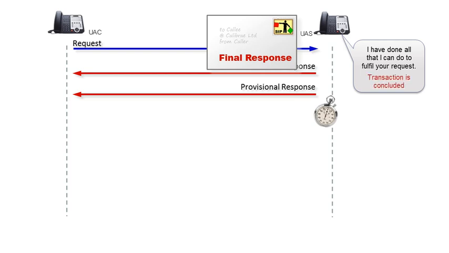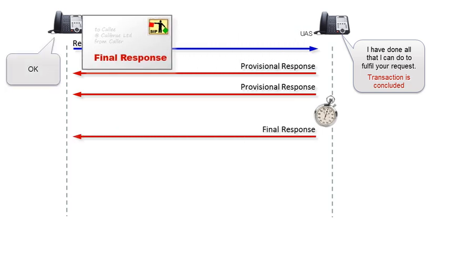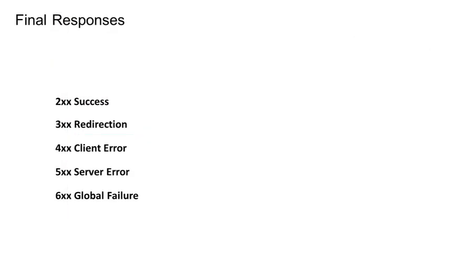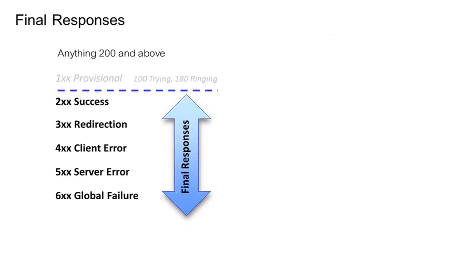It tells the upstream client that the request has been fulfilled to the best of the downstream user agent's ability, perhaps successfully, perhaps not. A final response is defined as any response that begins with a 2 or above, including the 200 OK that reports the request is concluded successfully, and including the 400, 500 and 600 response families that all report some kind of request failure. There's also the 300 response that, whilst not an outright failure, does not in itself report success. More on the 300s later.